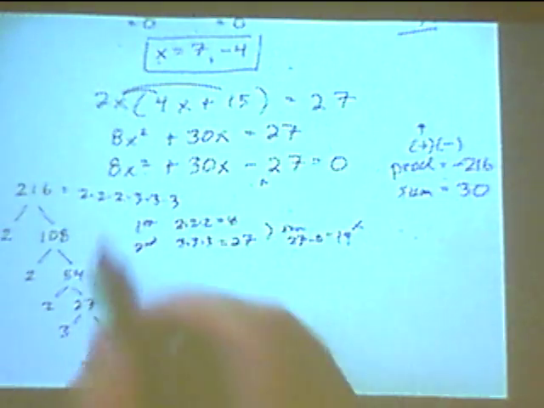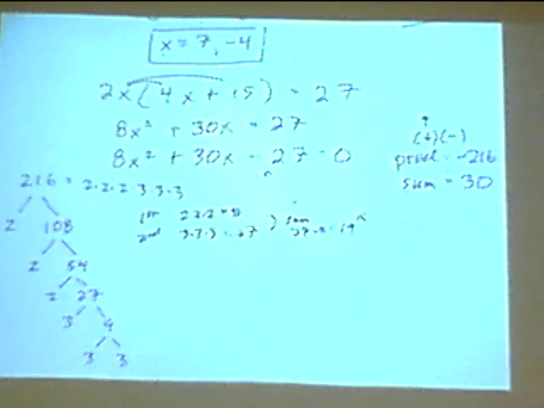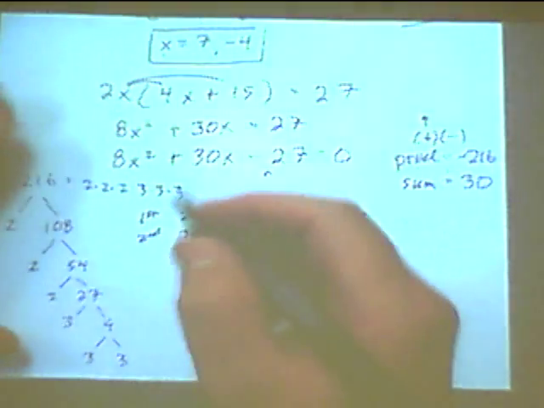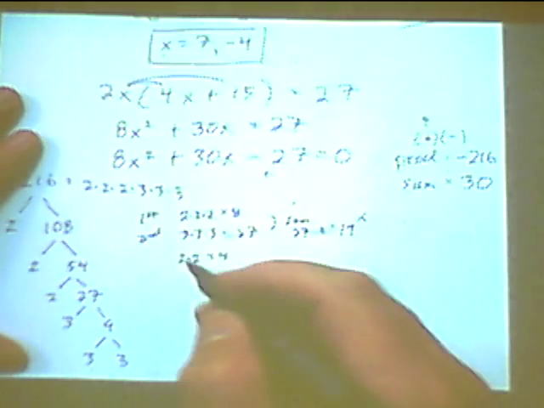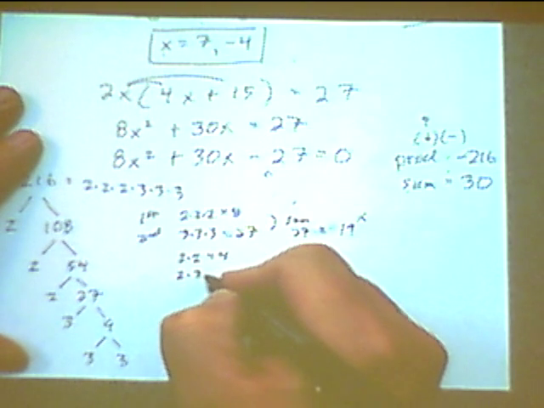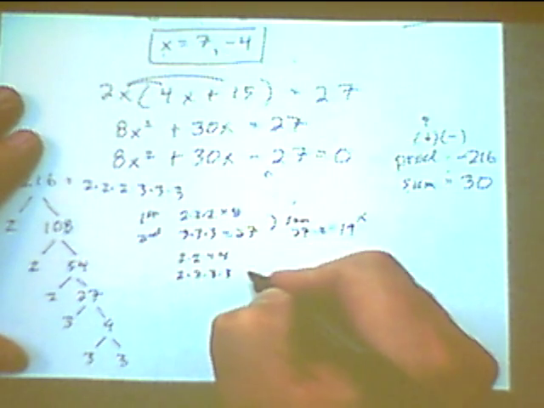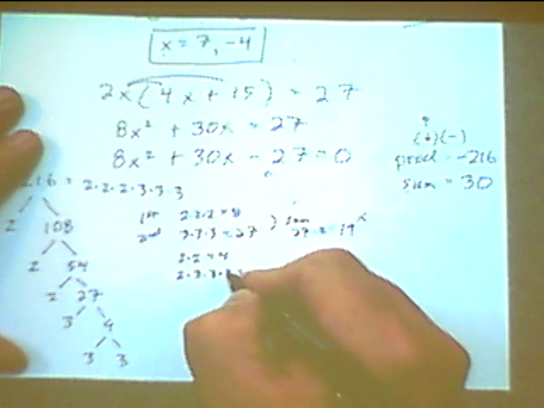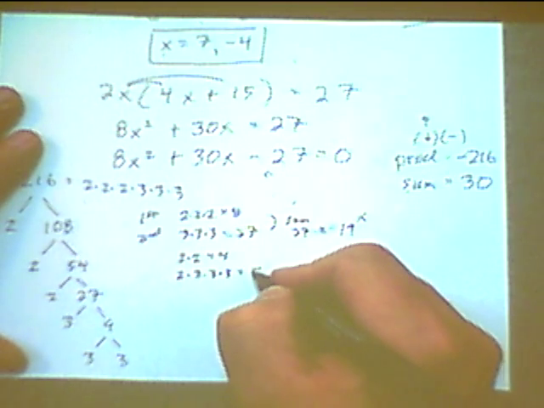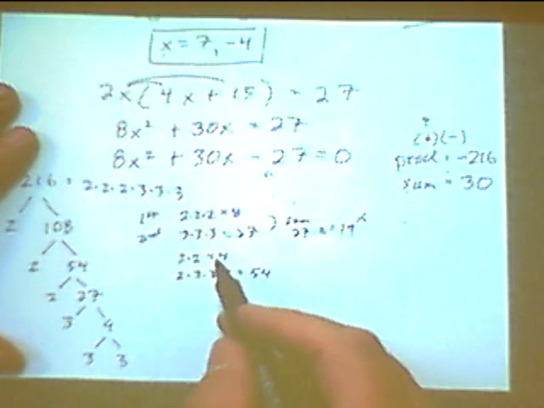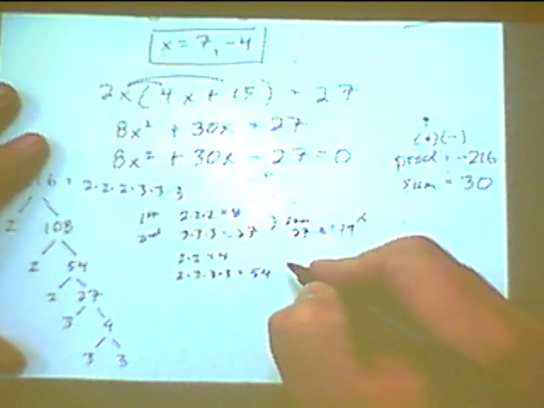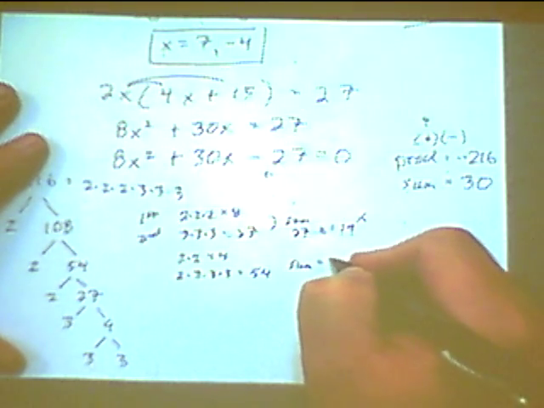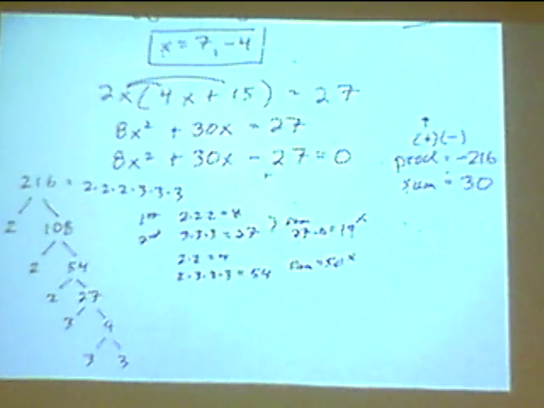So now I go back to my 6 numbers and I break it up into 2 different groups. Maybe I'll just try 2 times 2, which is 4, and then I'll put the rest of the numbers in the second group. 2 times 3 times 3 times 3. This is going to be 54. Now if I make the 4 negative and the 54 positive and add together, that's a sum of 50. Well, that's not what I want either. So yeah, this is sort of trial and error, but you keep trying.